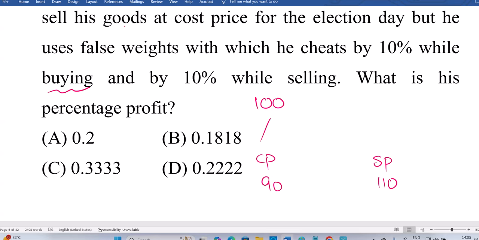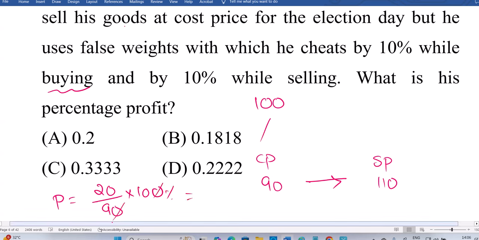I'm assuming 100 is the cost of that. Let's say 100 rupees is the cost, while buying he purchases for 90 using falsy weight, and while selling also again he is doing the 10% wrong, so 110. Now 90 becomes 110, means how much profit? 20. Profit should be calculated on cost price, 20 by 90 into 100. This zero cancels, 200 divided by 9, which is 22 2 by 9, means 22.22. Option D. Option D is suitable among the given.